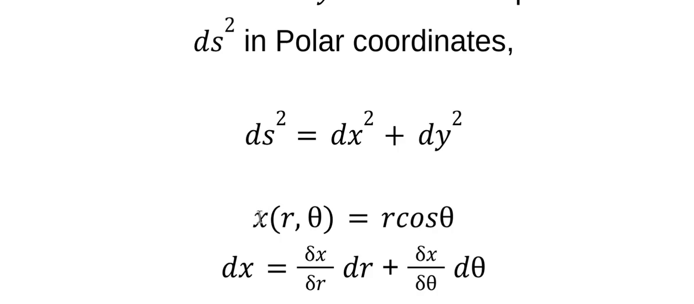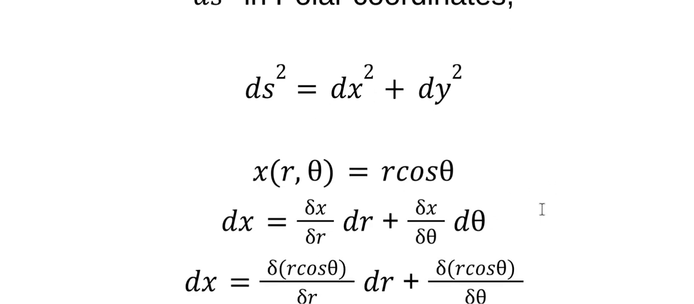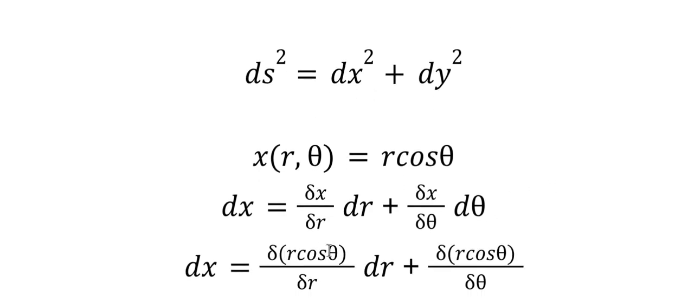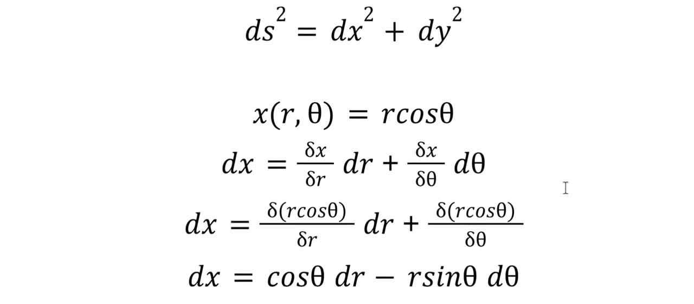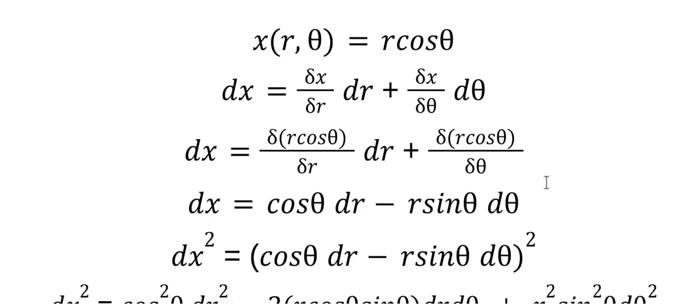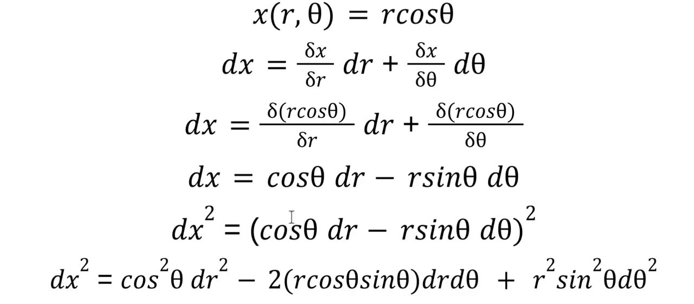You can't just use a regular derivative. So dx is equal to the partial of x with respect to r dr plus the partial of x with respect to theta d theta. And you fill in what x is here, with respect to r, with respect to theta. We just did this. And you get this dx. You square it, and you get these three terms. That squared plus 2 times this product plus this squared.